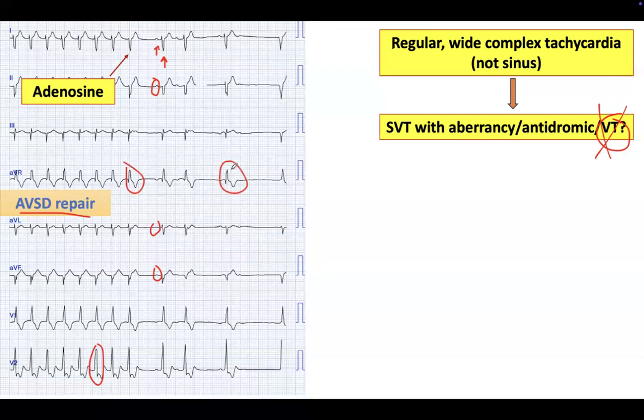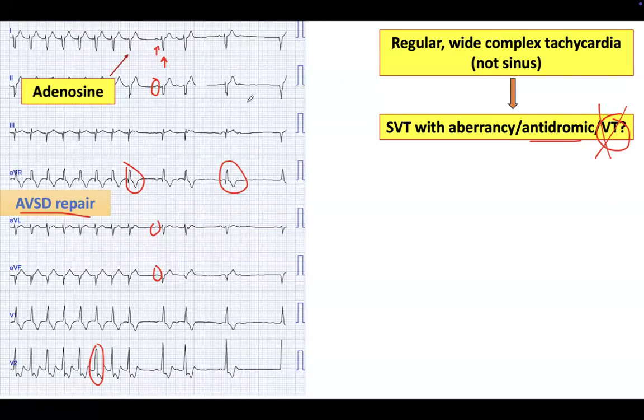Okay, the QRS, this QRS, is it identical to the tachycardia QRS? So when you're in sinus, the QRS is wide. Is this QRS identical to this QRS? Yes, this one is identical to this. This is again against VT because the VT QRS should be different. Your QRS should be different during tachycardia and during sinus.